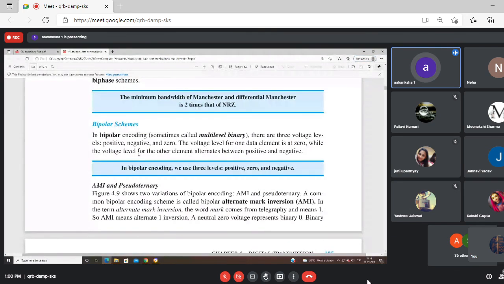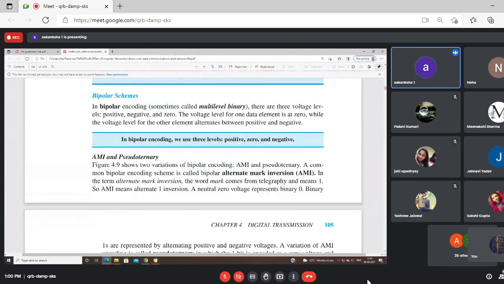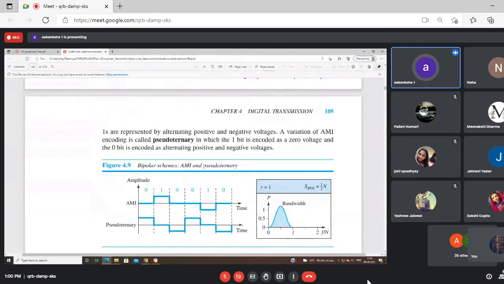Now the last one is bipolar schemes, in which we use 3 levels: positive, 0 and negative. So bipolar encoding, sometimes called multi-level binary. There are 3 voltage levels: positive, negative and 0. The voltage level for one data element is at 0, while the voltage level for the other elements alternates between positive and negative. So we'll discuss these schemes.